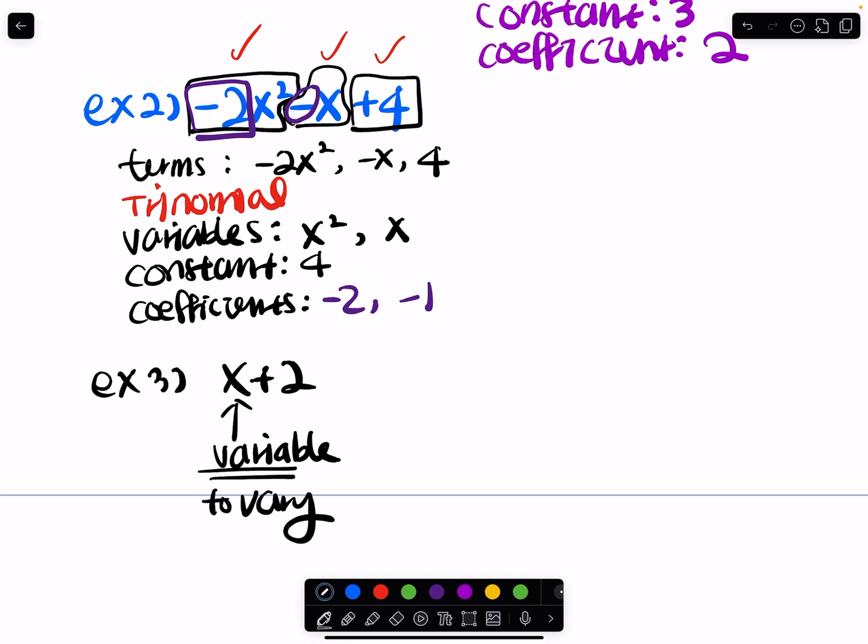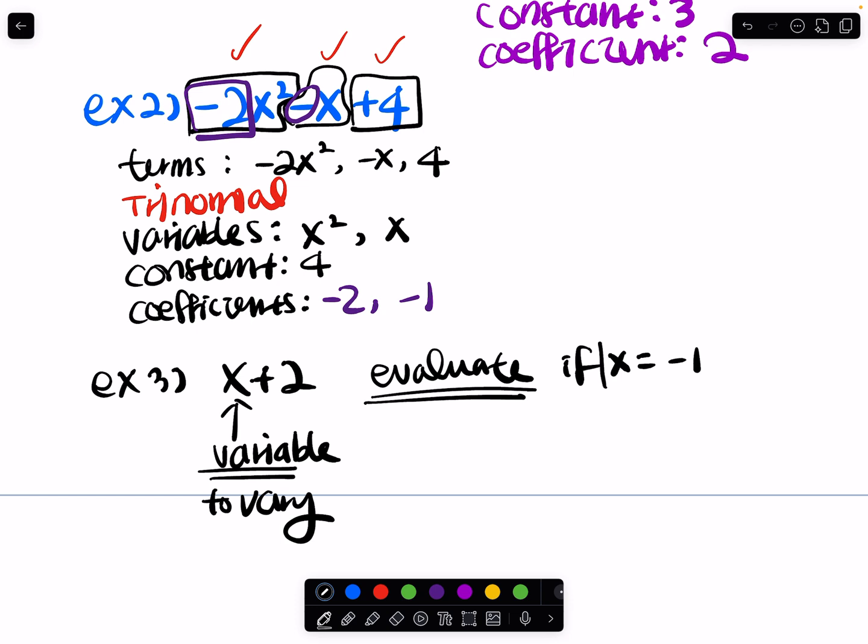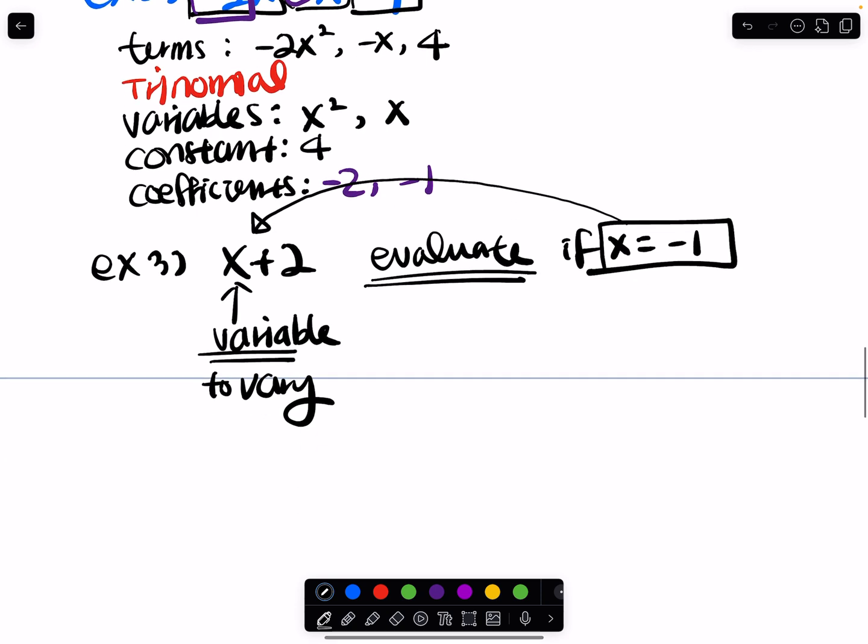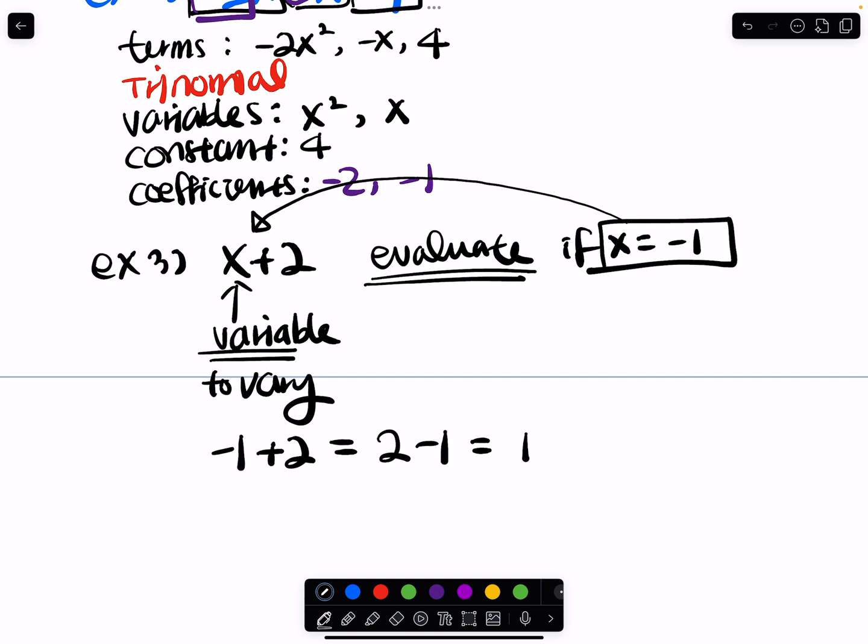The verb vary means changes. So if I say x plus 2, I want to evaluate this expression if x is equal to negative 1. Evaluate means you are plugging in the given value into the original expression. So that will be negative 1 plus 2, which you can rewrite as 2 minus 1, same as 1. So x plus 2 is evaluated to be equal to 1 if x equals negative 1. Okay?